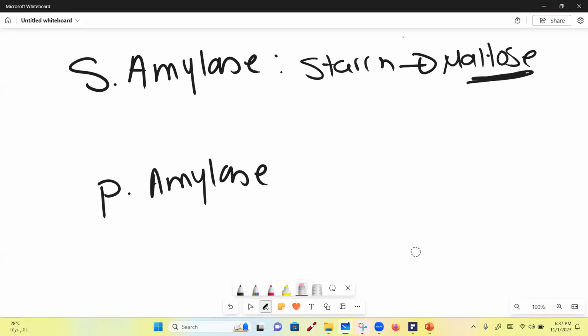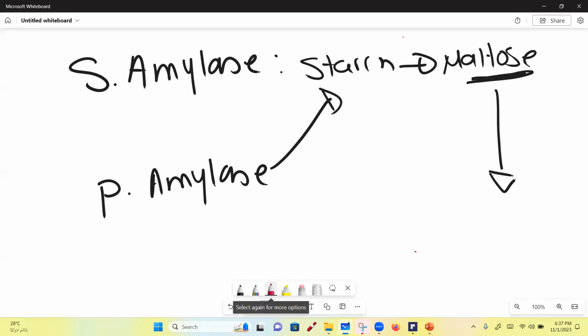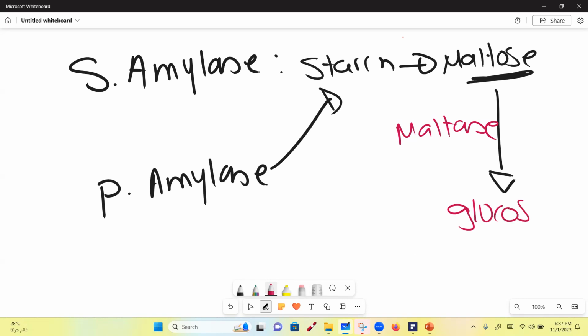It's just a disaccharide, okay? And the pancreatic amylase does the same thing. It breaks down starch to maltose. Now, maltose needs to be broken down further. Who will break down maltose? Maltase. Maltase will break down maltose into what? Glucose. Is the difference clear now?